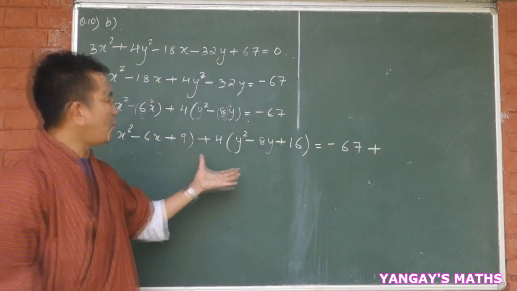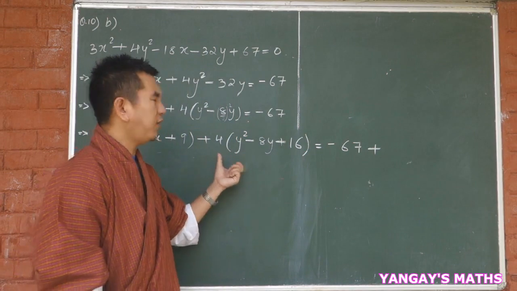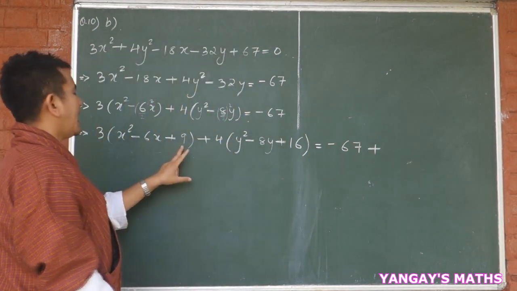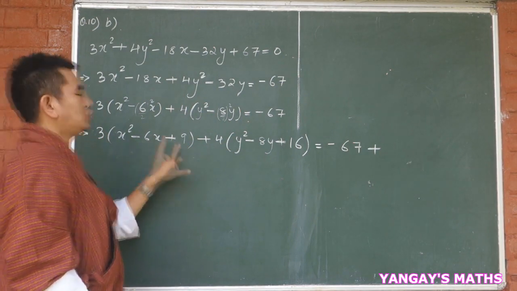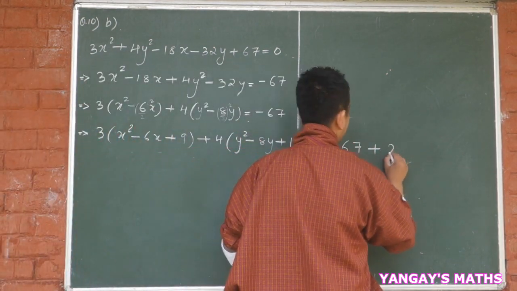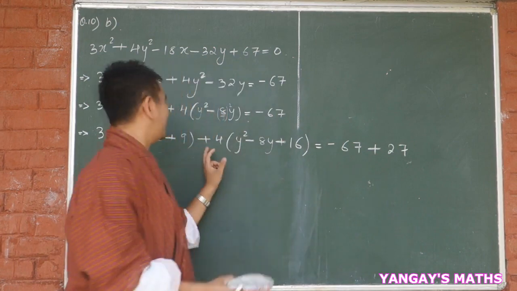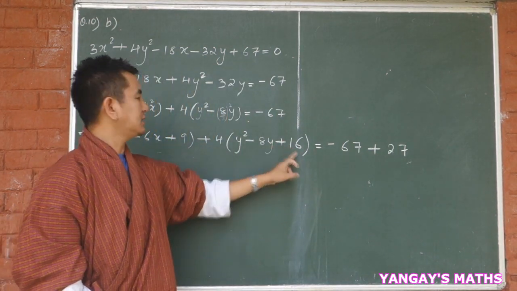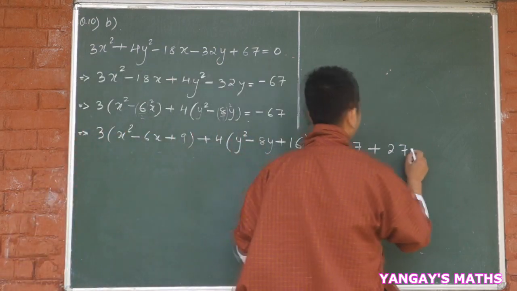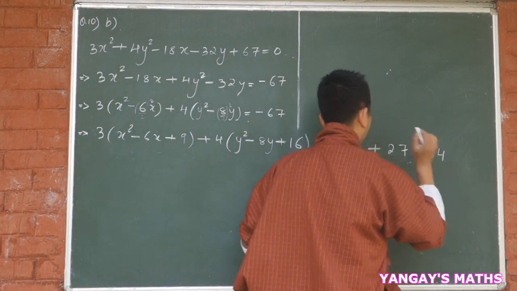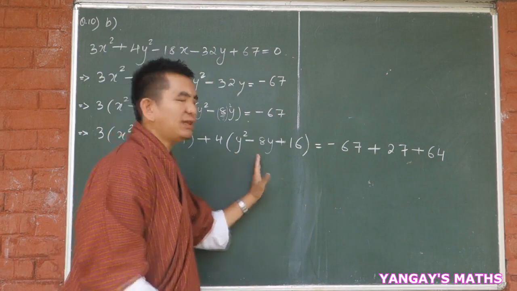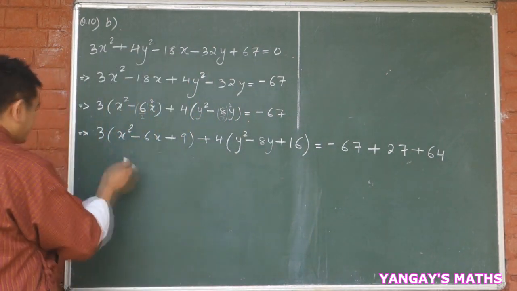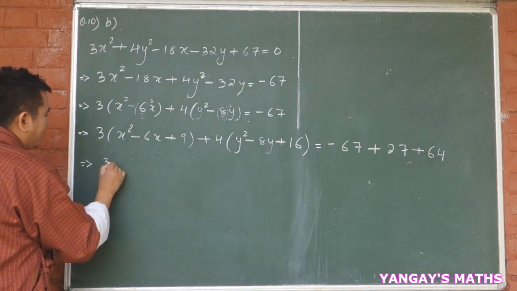Now remember, when you do this manipulation, the function should not change. It should remain the same. For that, here I have added not 9, I have added 27, since 3 9s are 27. Similarly, on this side I have added 64, not 16. Please remember, 16 is multiplied by 4, so it is equivalent to 64. If you don't believe, just open the bracket. The function will come back to the same thing. It will remain the same.